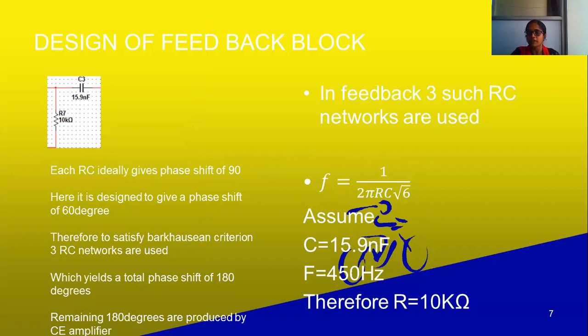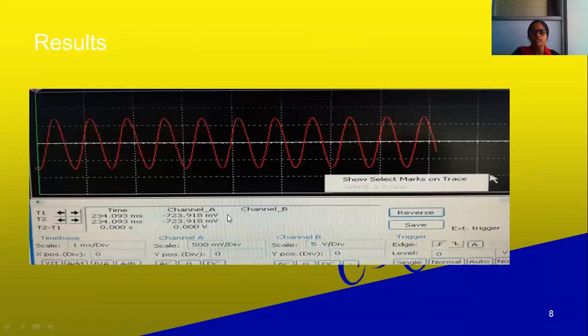In order to design this feedback network, the frequency formula is given by this. Here, the frequency of interest is 450 Hz or 1 kHz, depending on the audio frequency range. Here I'll assume the capacitor value as 15.9 nanofarad, and I calculated the R value, which is about 10 kilo ohm. This is the procedure of my RC phase shift oscillator feedback part design. Then next, this is the output waveform of my RC phase shift oscillator, and this clearly indicates that I am getting a frequency of nearly 500 Hz.